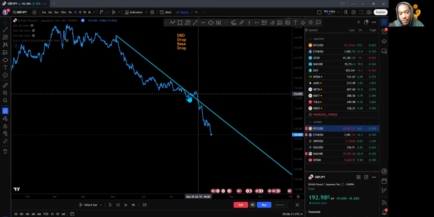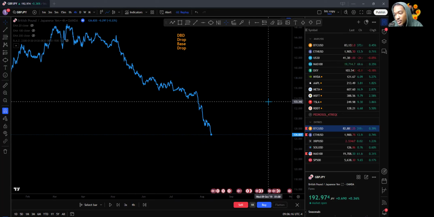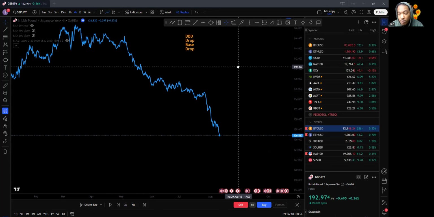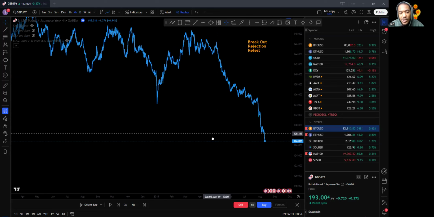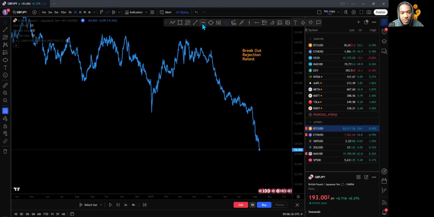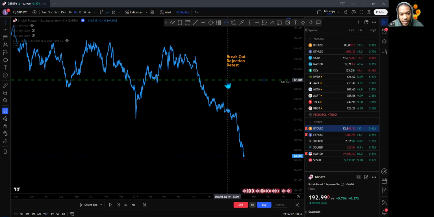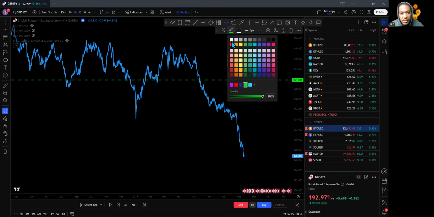So we know how to identify an uptrend and a downtrend. I'm not 100% sure what a breakout, a rejection and a retest are, so let me go ahead and type that up. We've got breakout, rejection, retest. We're not going to get too deep into it. We're just going to mark up the area right here. Let's go right there. We're just going to make this white.